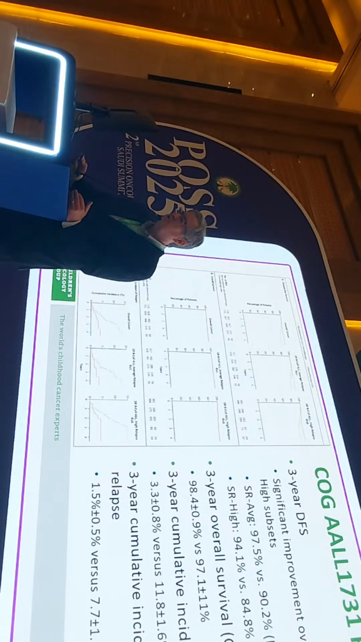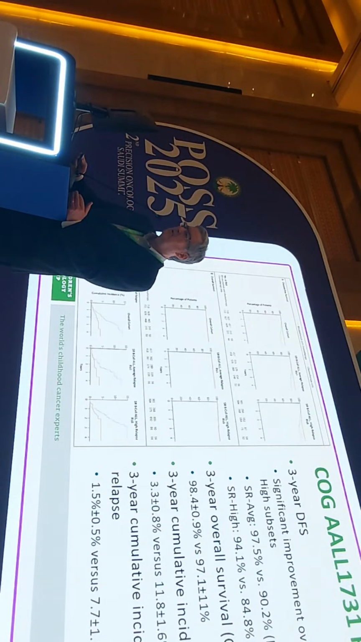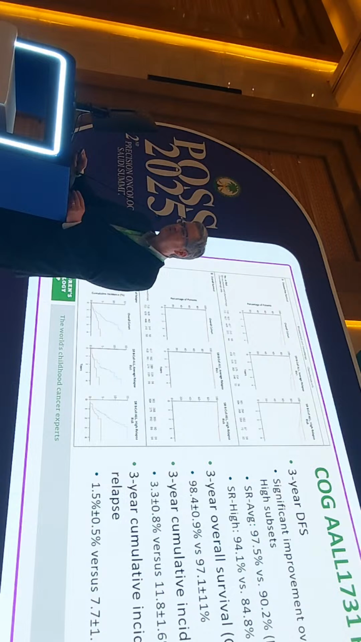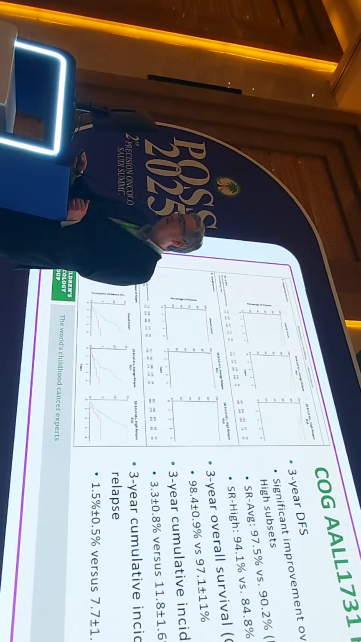And here we show curves. The top is the overall cohort, disease-free survival, overall patients on the left, the middle is standard risk average, the right is standard risk high, and at the bottom is the cumulative incidence of relapse. And this difference in outcome was seen in both subgroups. So for the standard risk average group, blinatumomab was 97.5% versus 90% with chemotherapy, hazard ratio 0.33. For the standard risk high group, 94% versus 85%.